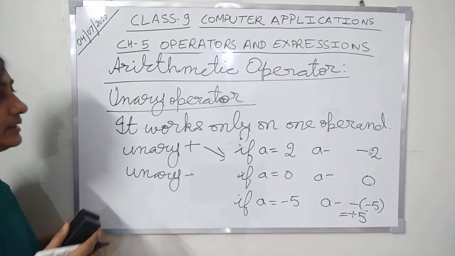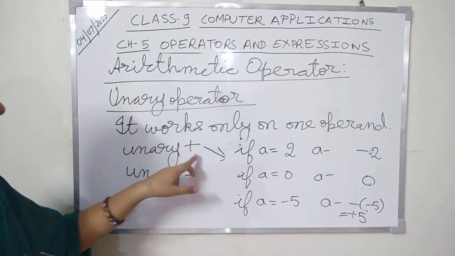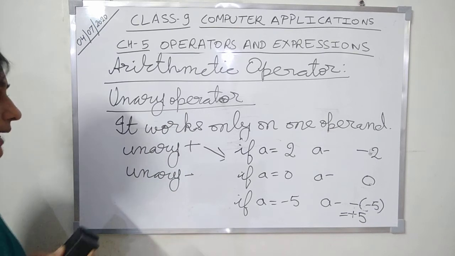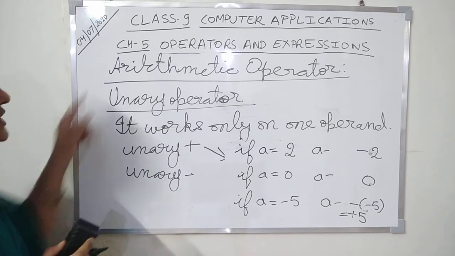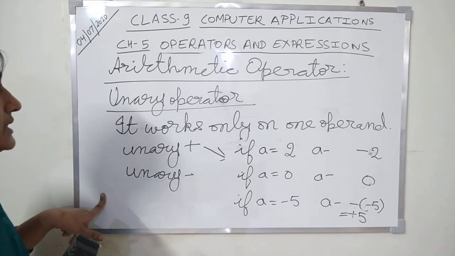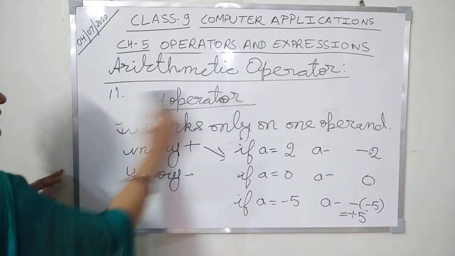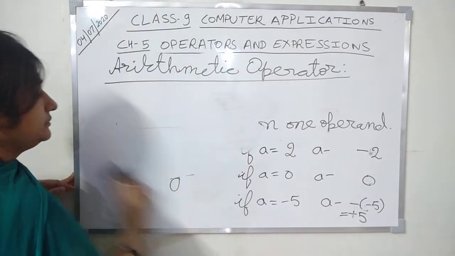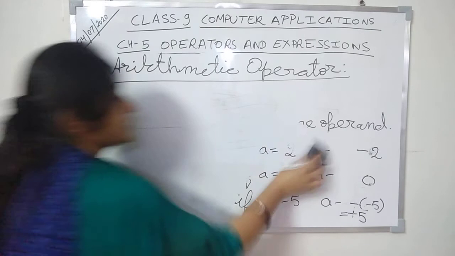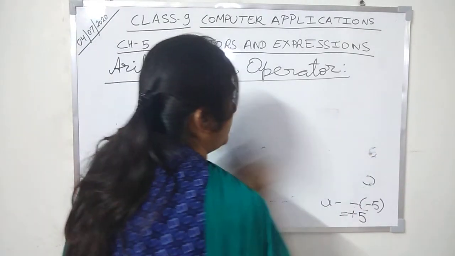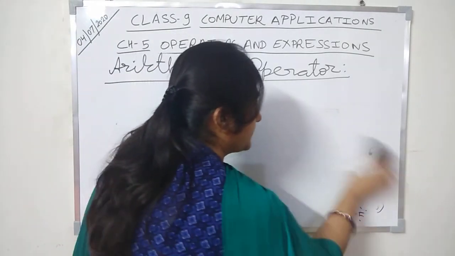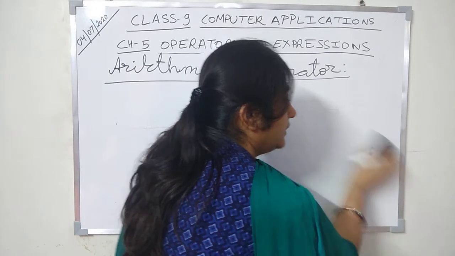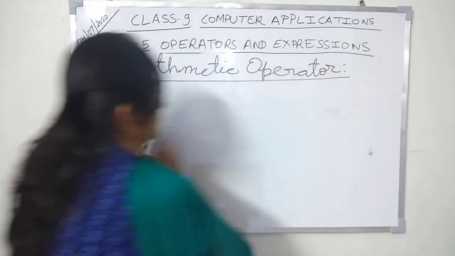I think it's clear now what is the difference between unary plus and unary minus. So, first type of arithmetic operator is unary operator. Now, we will discuss a different type of arithmetic operator, that is the binary operator.